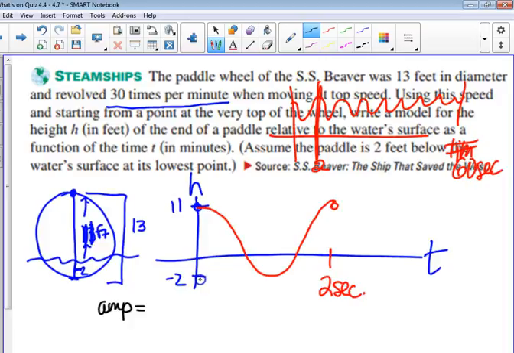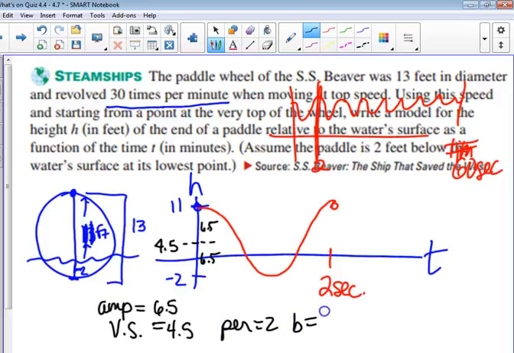That might be the vertical shift, but the amplitude, that's a distance of 13, right? So half of that would be 6.5 above and 6.5 below what midline? If you add and divide by 2, you get 4.5, yes? So the amplitude is 6.5 and the vertical shift is 4.5. What's the period? 2 seconds. So B is going to be 2 pi over 2, or just pi.